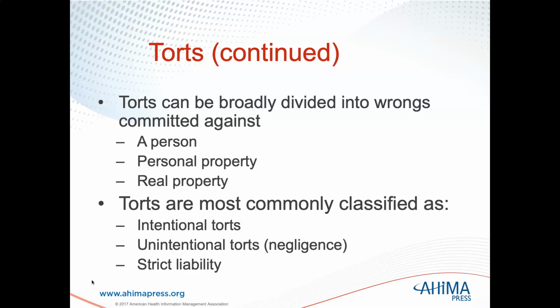Torts, as we talked about, this is a wrong. It's a wrong that could have been committed against a person, which is often what medical malpractice is, personal property, or real property. Torts can be classified as intentional, unintentional, or strict liability. Unintentional is also known as negligence. So make sure you know that.